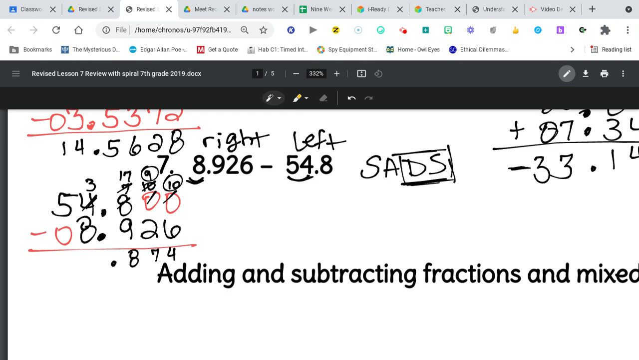3 minus 8 is impossible. Regroup. 3 becomes a 13. 13 minus 8 is 5, and bring down the 4. And it's more to the left than it is to the right.